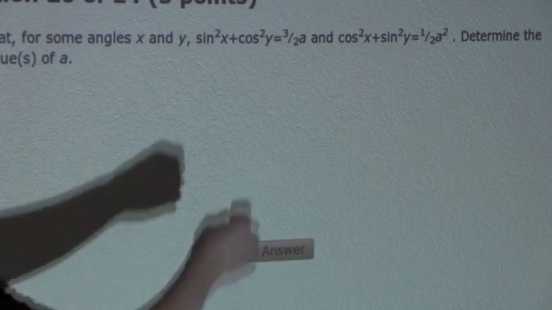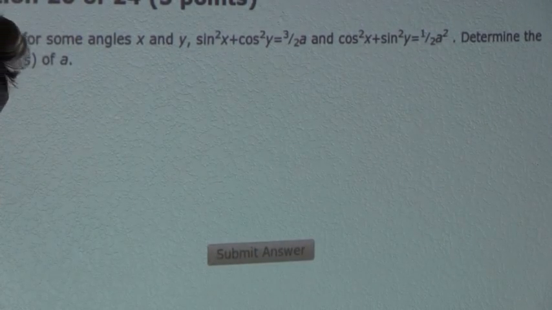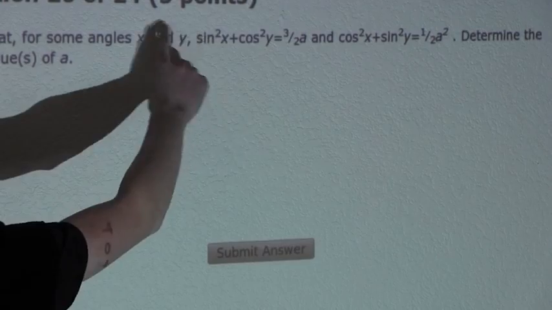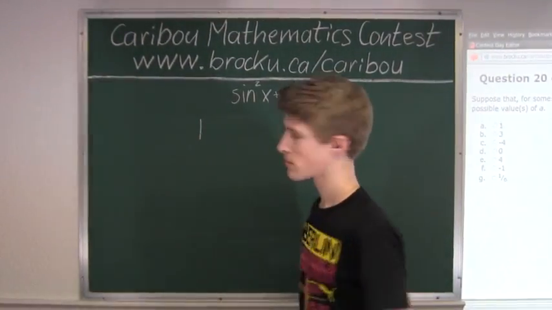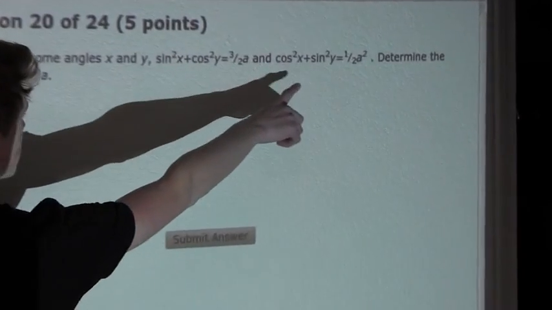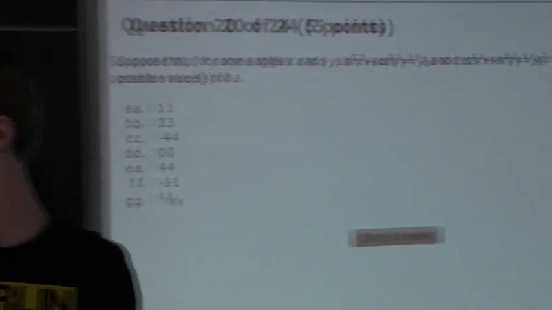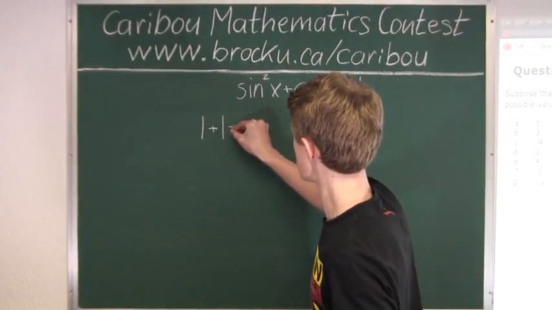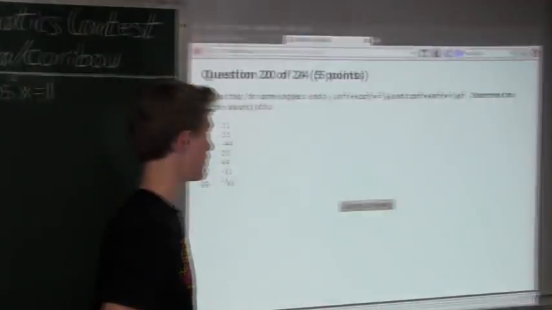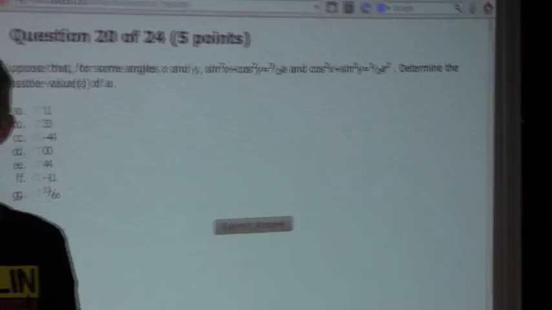It still works. So we will now add up the left-hand sides of the two equations, and therefore we will have the sine of x, and that squared, plus the cosine of x, and that squared, which we know is 1. And then we have the sine of y, and that squared, plus the cosine of y, and that squared, and we know that is 1. So we have 1 plus 1. And then adding up the right-hand sides, we have 3 over 2a plus 1 over 2a squared.